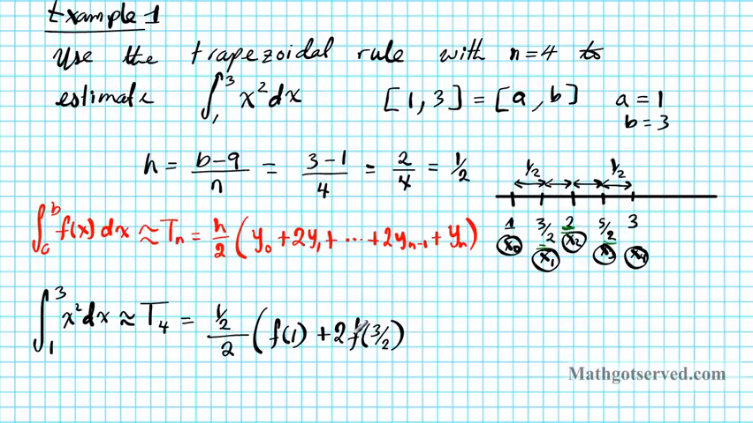Okay, so I double f of 3 over 2, and then the next one, y sub 2, you plug in x sub 2, plus 2 f of 2, right? And then the next one is 5 over 2. You double that as an interior input, 2 f of 5 over 2, plus the last one, f of 3. You do not double that, okay? So there you have it. All right, so what is f of x? f of x is x squared, so I'm going to be putting all these input values into the function x squared, and then I'm going to be calculating what it is, all right?